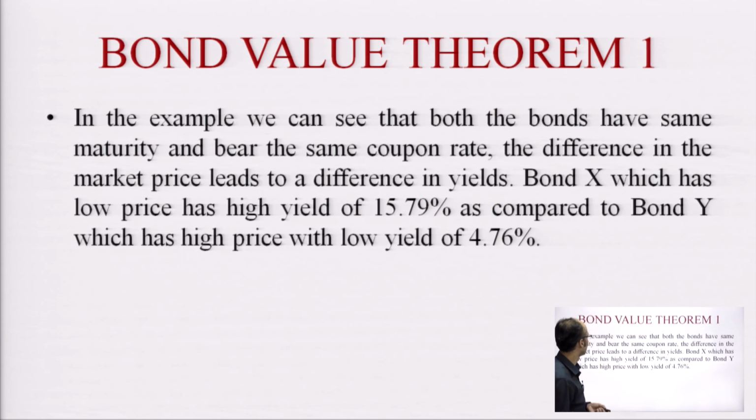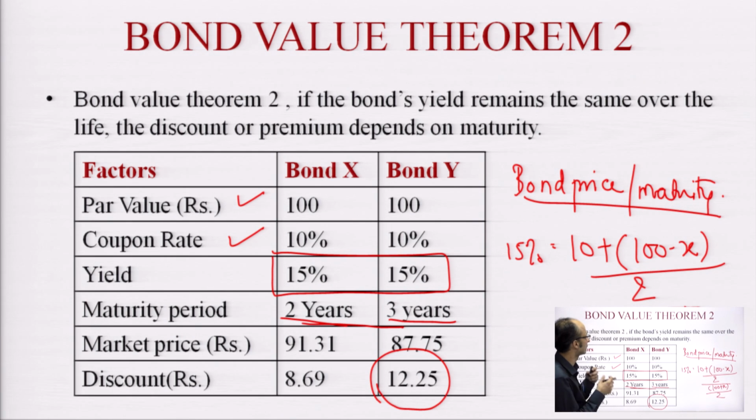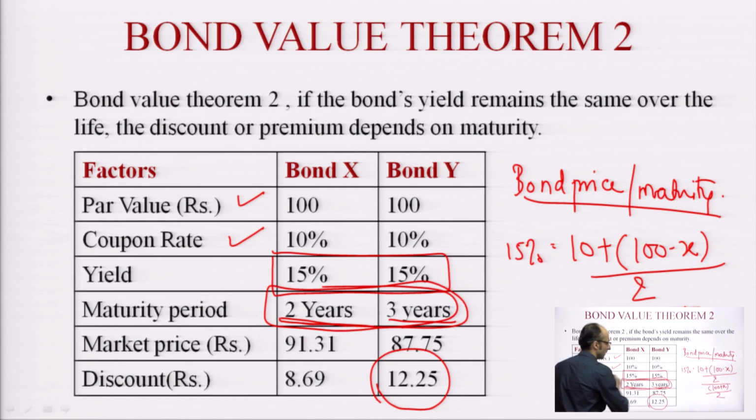What does bond value theorem 2 state? It also relates to the bond price and maturity relationship. The theorem says that if the bond yield remains the same over its life, the discount or premium depends on the maturity. It means there is a significant impact of the maturity period on the bond price. Bonds of different maturity periods will have different prices, and a bond with a longer maturity will be available at a more discounted price if all other parameters are the same.